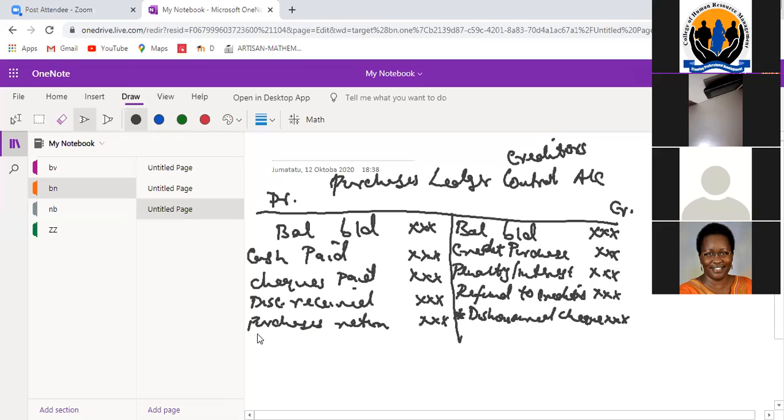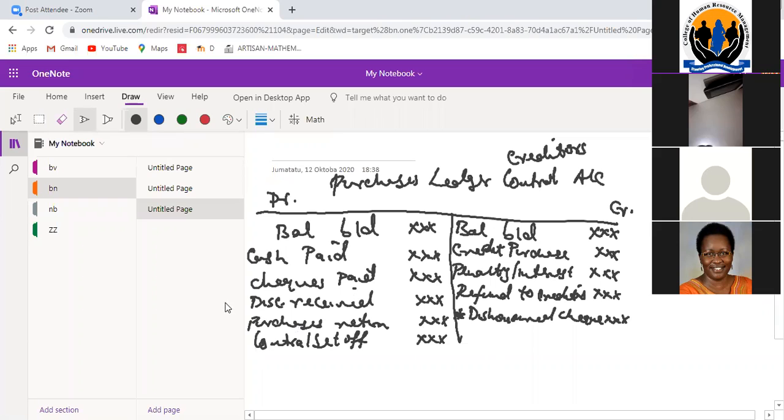Then we have the contra, also known as the set-off. If some of the creditors are also our debtors, the amount of money cancels out. We owed them 500, they owe us 500. The 500 cancels out, actually reducing the debt. So these are the items that are going to be found on the debit side.